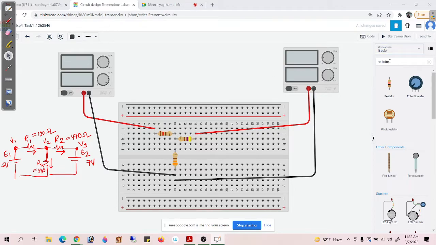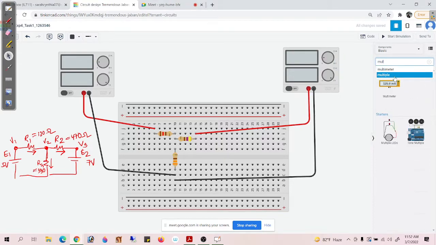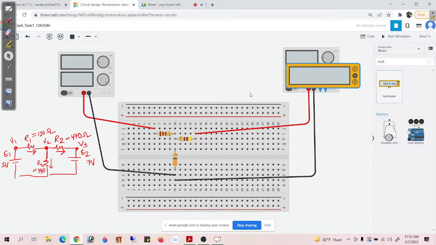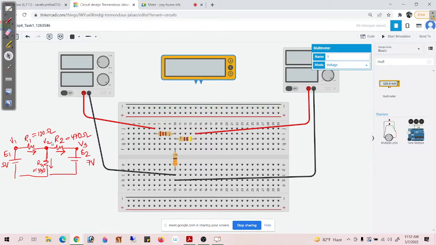So what do we use in order to measure voltages? Multimeter. Multimeter, right. So let us all take a multimeter from the library. Okay, so we will be measuring three node voltages. One is V1, second is V2, and the third is V3.